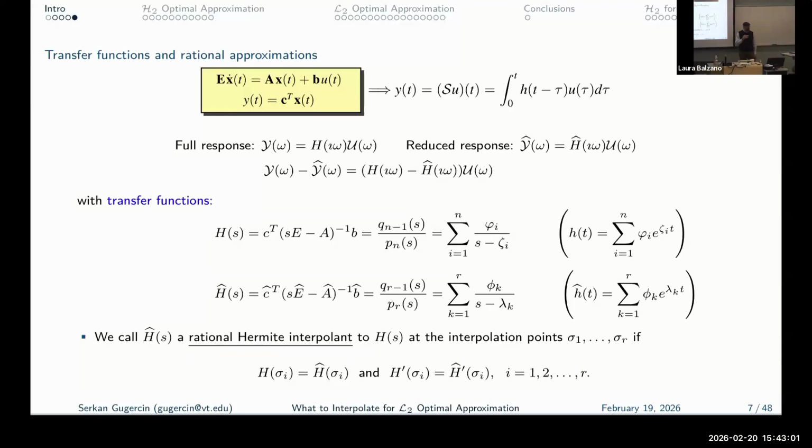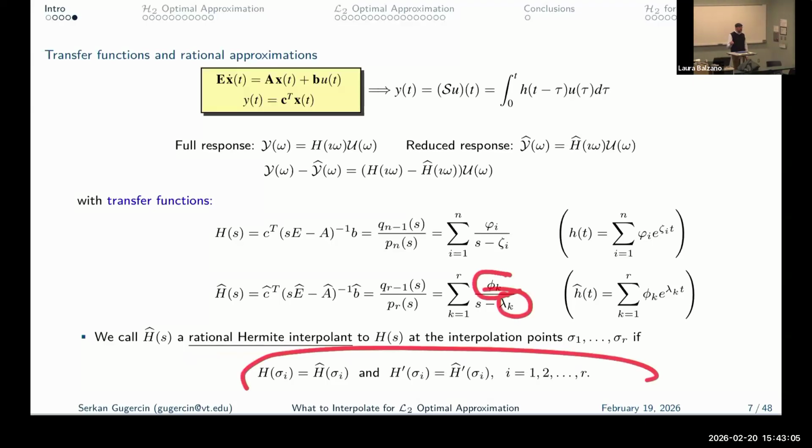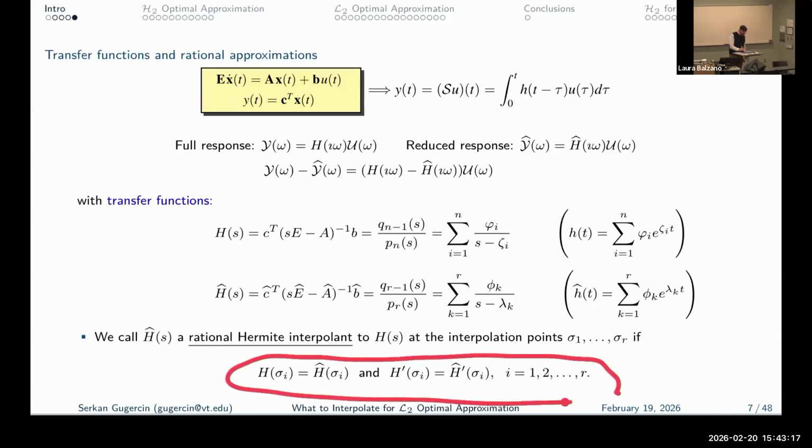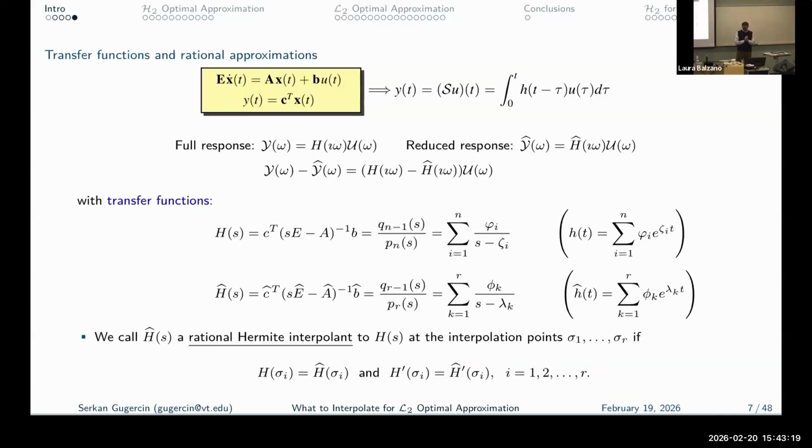Okay? So why 2r? Because I have 2r degrees of freedom, I can indeed satisfy 2r interpolation constraints. Okay? So that's what we are going to go after. Our approximant H hat will be a rational approximant, and then we are going to enforce that H hat is a Hermite interpolant to H at some spatial points sigma. Any questions so far?